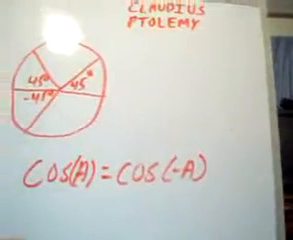Okay, let me go into this. What we're trying to do is prove that the cosine of A equals the cosine of negative A. Like that. Now you say, well, that doesn't seem to be much of a problem. Oh, but it is.